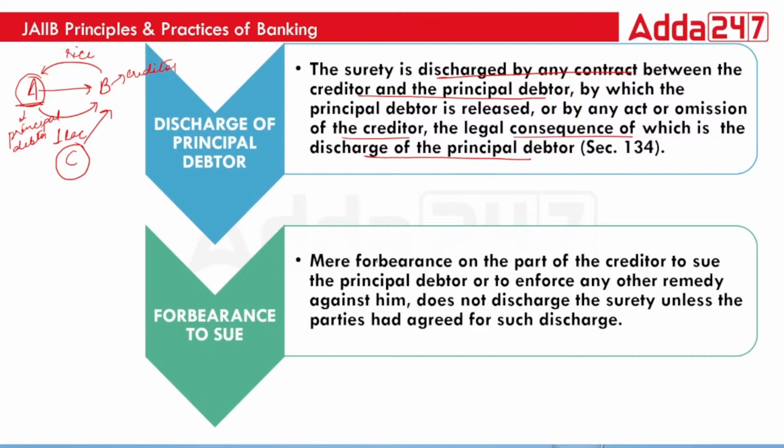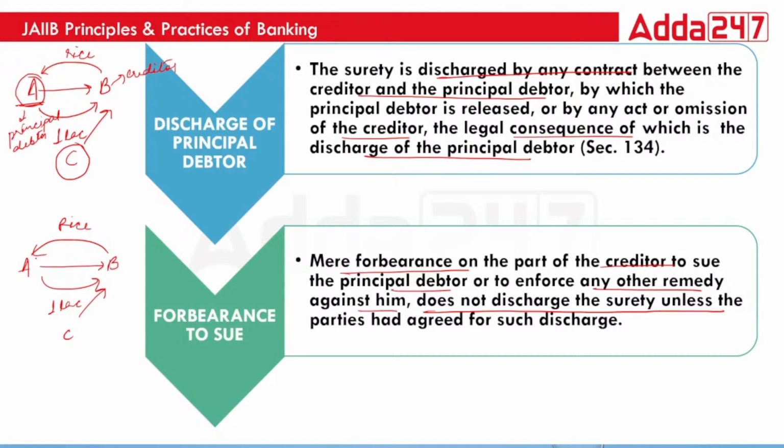Forbearance to sue. Mere forbearance on the part of the creditor to sue the principal debtor or to enforce any other remedy against him does not discharge the surety unless the parties had agreed to such a discharge. Again, take the same example where A and B have a contract where B will give rice for rupees 1 lakh. Rice will be given by B to A and A will give 1 lakh rupees for this rice. C has given surety for this.